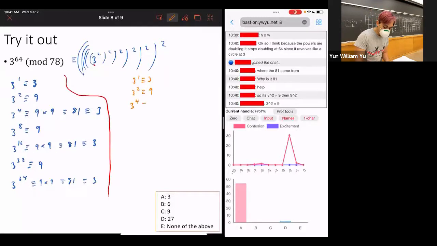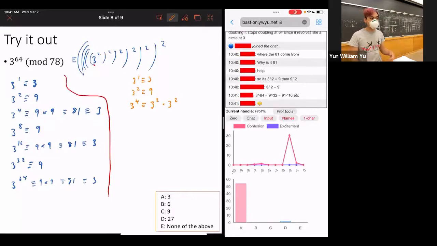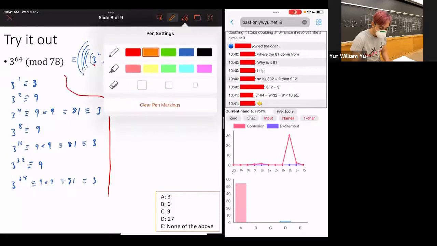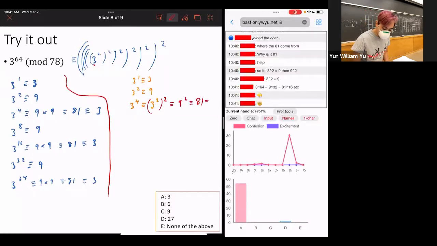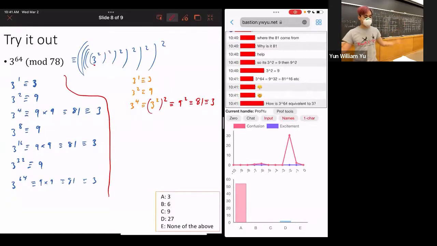I can rewrite 3 to the 4 as 3 squared times 3 squared, right? So think back to the power rules. There are several different ways of thinking about this. This is 3 squared times 3 squared, or this is 3 squared squared, right? So if this is 3 squared squared, then that's equivalent to 9 squared, which is equivalent to 81, which is equivalent to 3. Okay, so what I've just shown you is that in mod 78, 3 to the 4 is equivalent to 3.